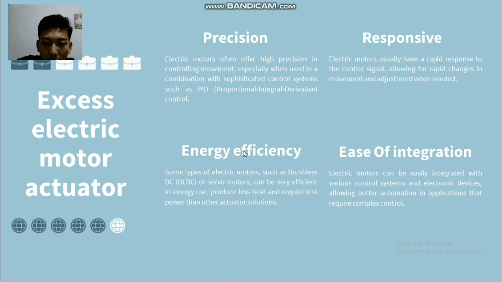And next is energy efficiency. Some types of electric motors such as brushless DC or BLDC or servo motors can be very efficient in energy use, produce less heat and require less power than other actuator solutions. And the third is responsiveness, and the last one is ease of integration.